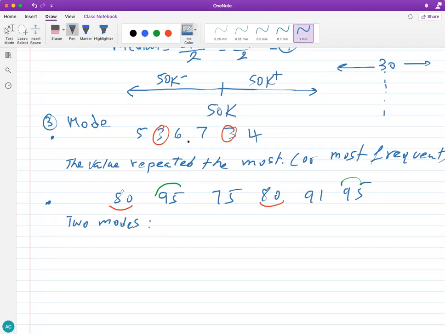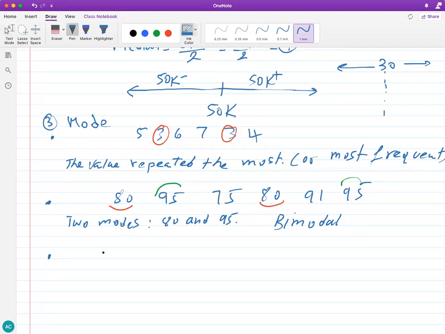Two modes, 80 and 95. So this data set, since it has 2 modes, we call it bimodal. Bi meaning 2 modes. So when a set has 2 modes, it's called bimodal.